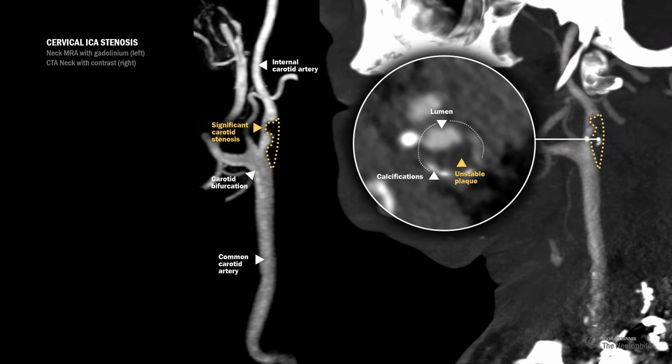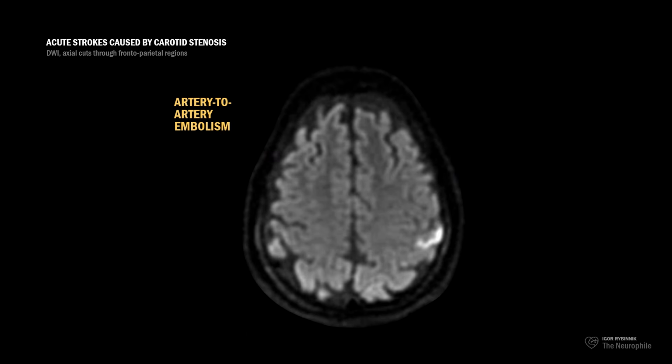There's a large hypodense area that corresponds to a soft plaque, an unstable plaque, an area that's highly thrombogenic and can send off emboli to the brain. And this artery-to-artery embolism usually results in smaller strokes, like the one pictured here in the left precentral gyrus. The stroke looks wedge-shaped and cortical because a piece of the carotid plaque or associated thrombus probably occluded a small branch of the middle cerebral artery supplying that brain.